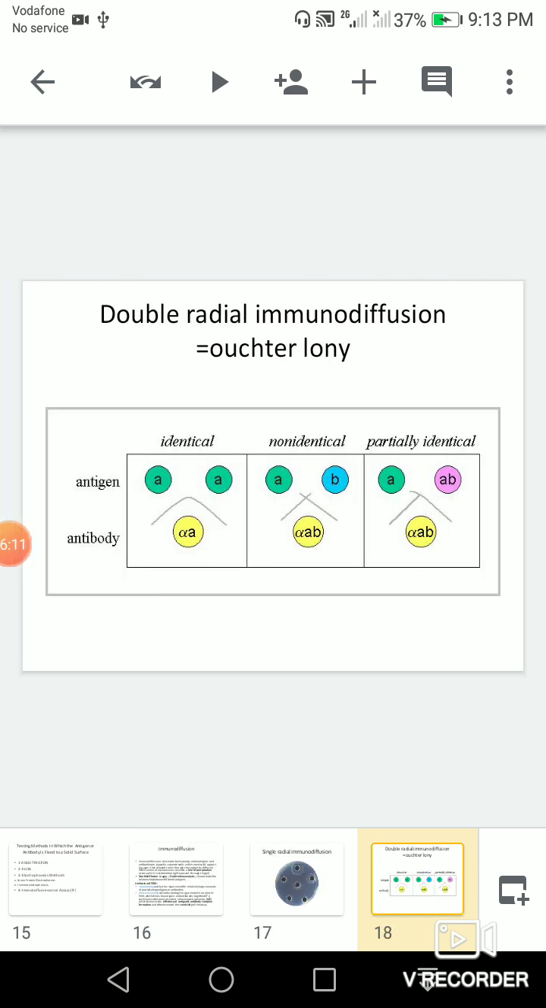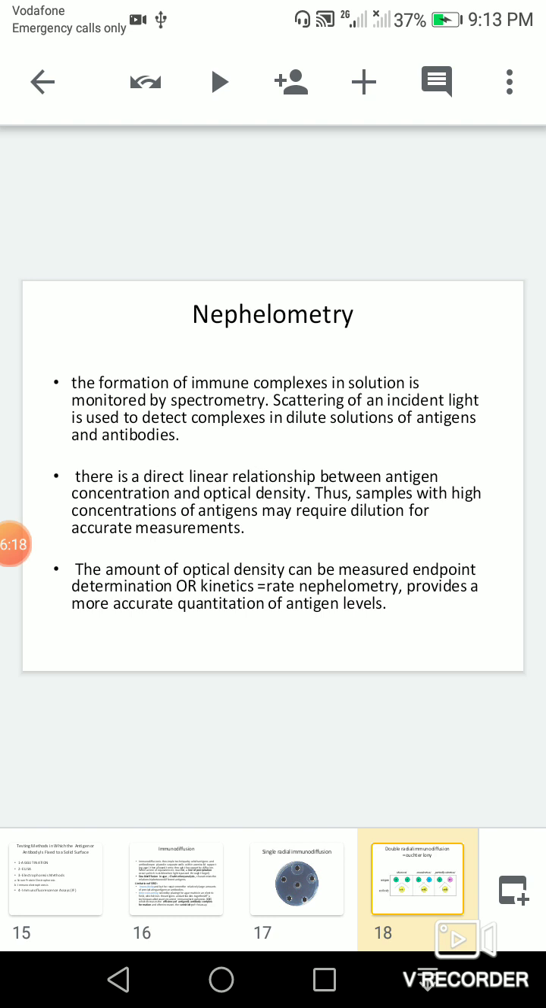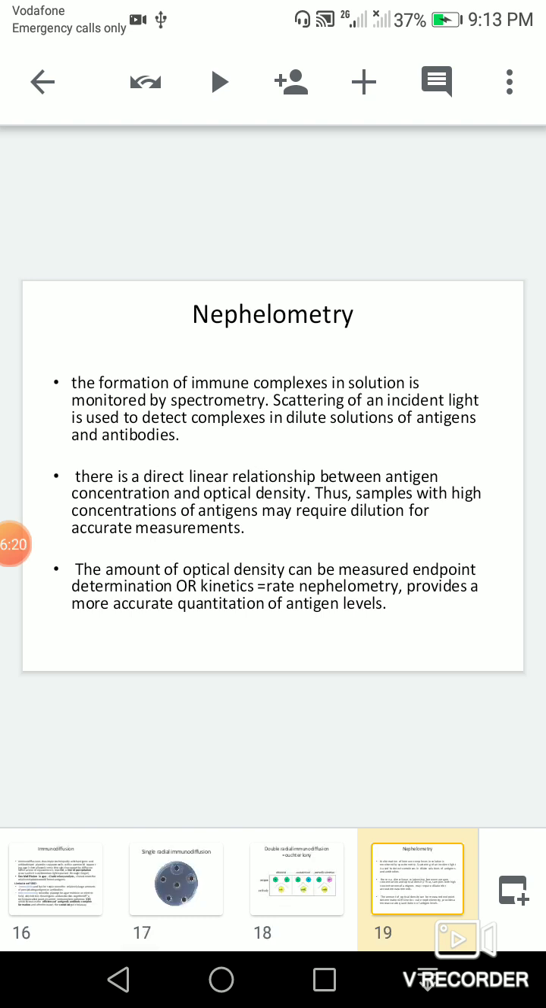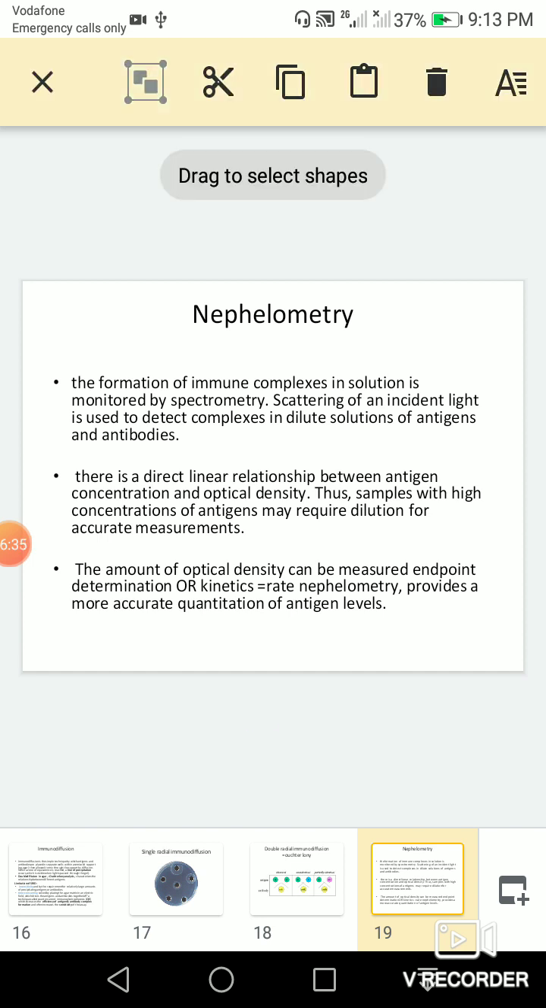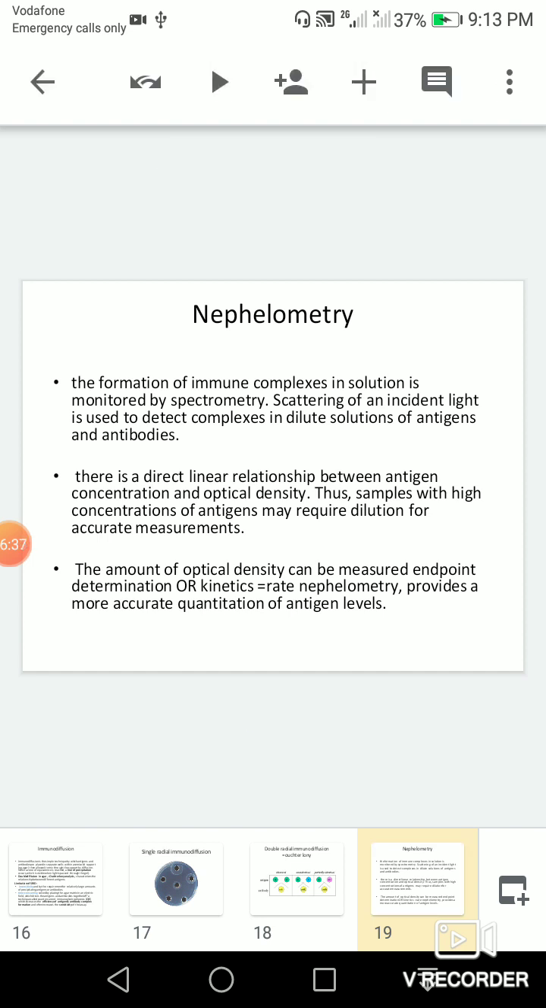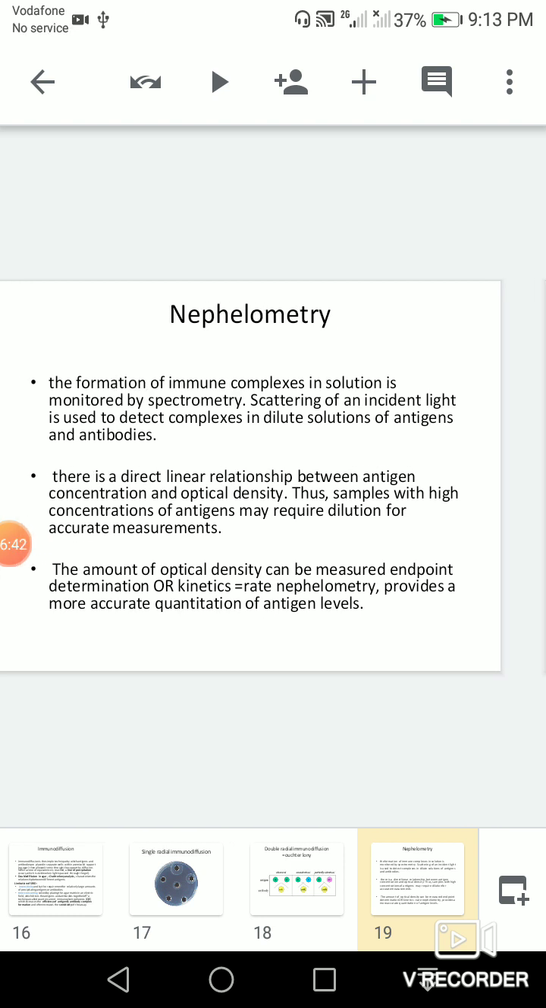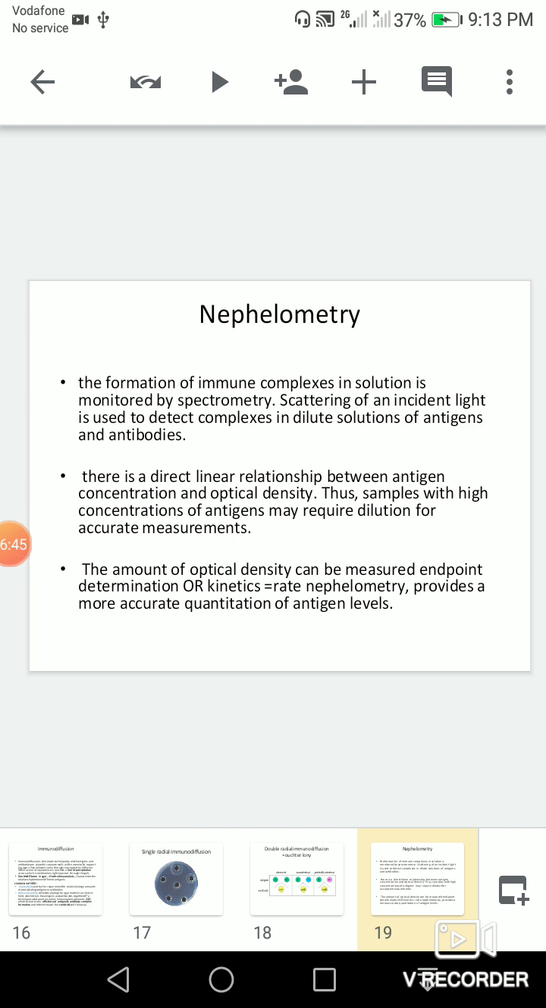Here is the radial immune diffusion with its different pattern. Here the main difference is the presence of more than one antigen in the plate. Another test is the nephelometer, which also measures antigen antibody complexes. The formation of immune complexes in a solution is measured by a spectrophotometer. The scattering of the incident light beam is used to detect complexes in dilute solutions of antigens and antibodies. There is a direct linear relationship between the antigen concentration and the optical density. Thus, a sample with a high concentration of the antigen may require dilution for accurate measurements.